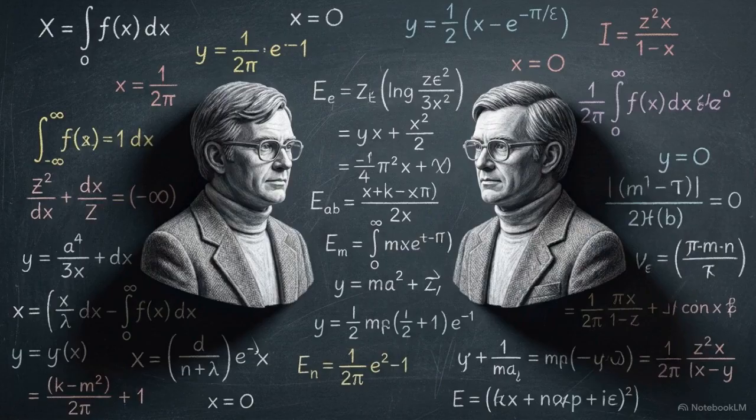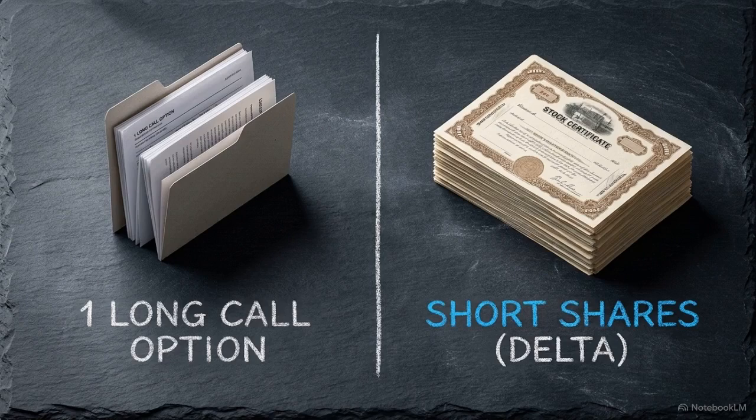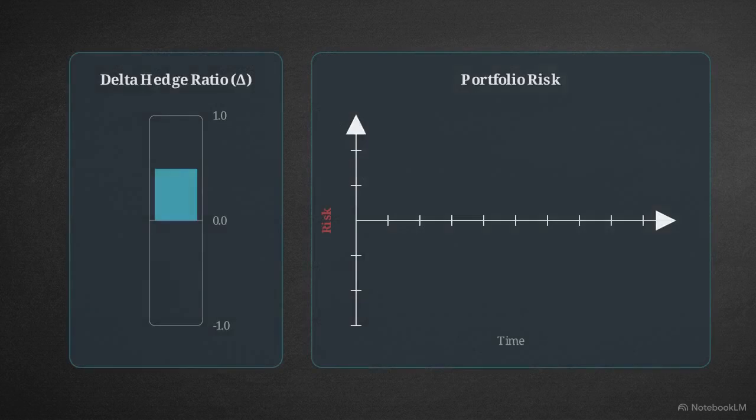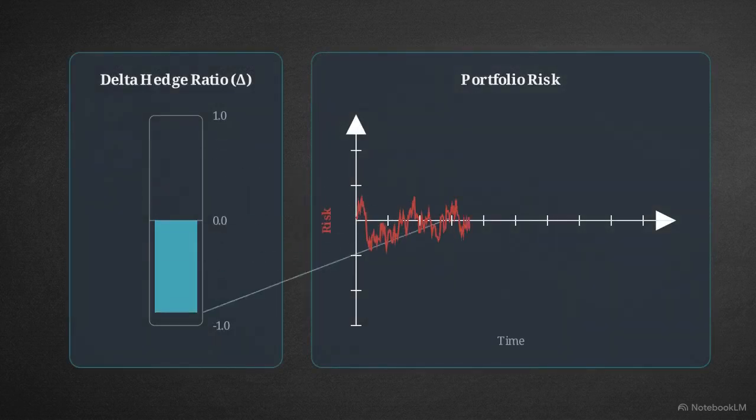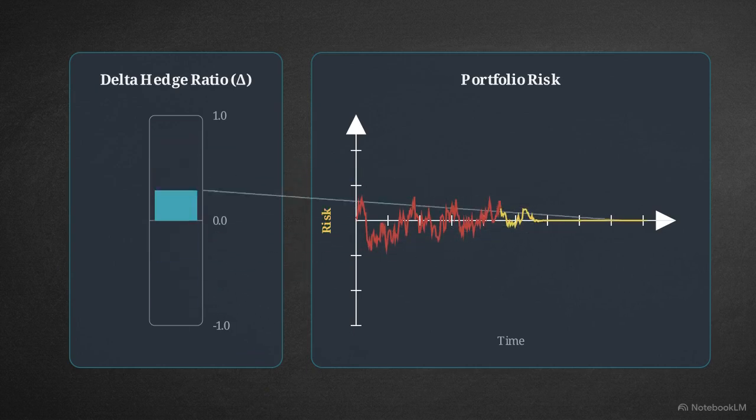Fisher Black and Myron Scholes realized they could neutralize this randomness. They constructed a theoretical portfolio holding one long option, offset by shorting a specific fraction of the underlying shares, a ratio called delta. By continuously adjusting this delta position as the stock price moves, the portfolio perfectly cancels out the stochastic term of the equation.